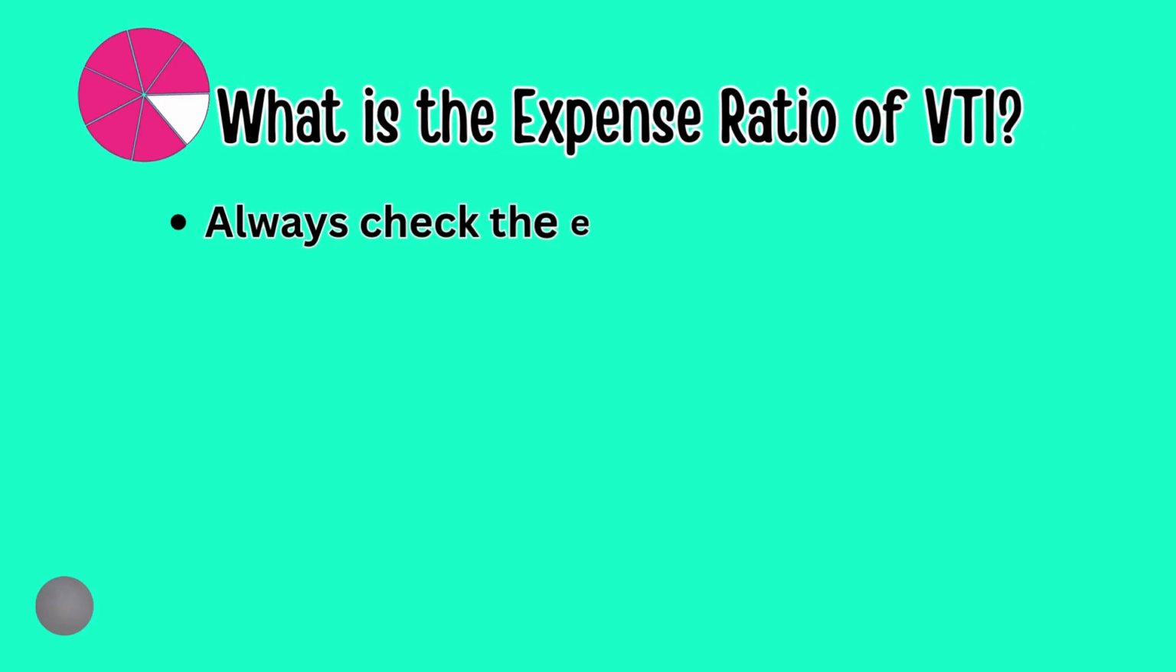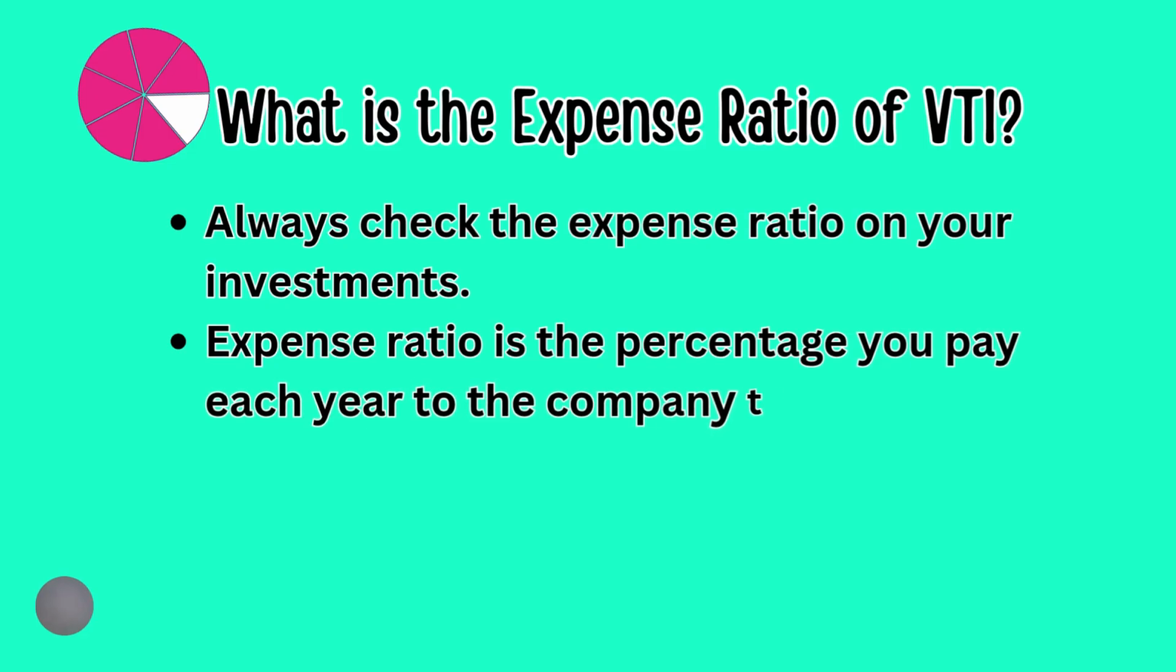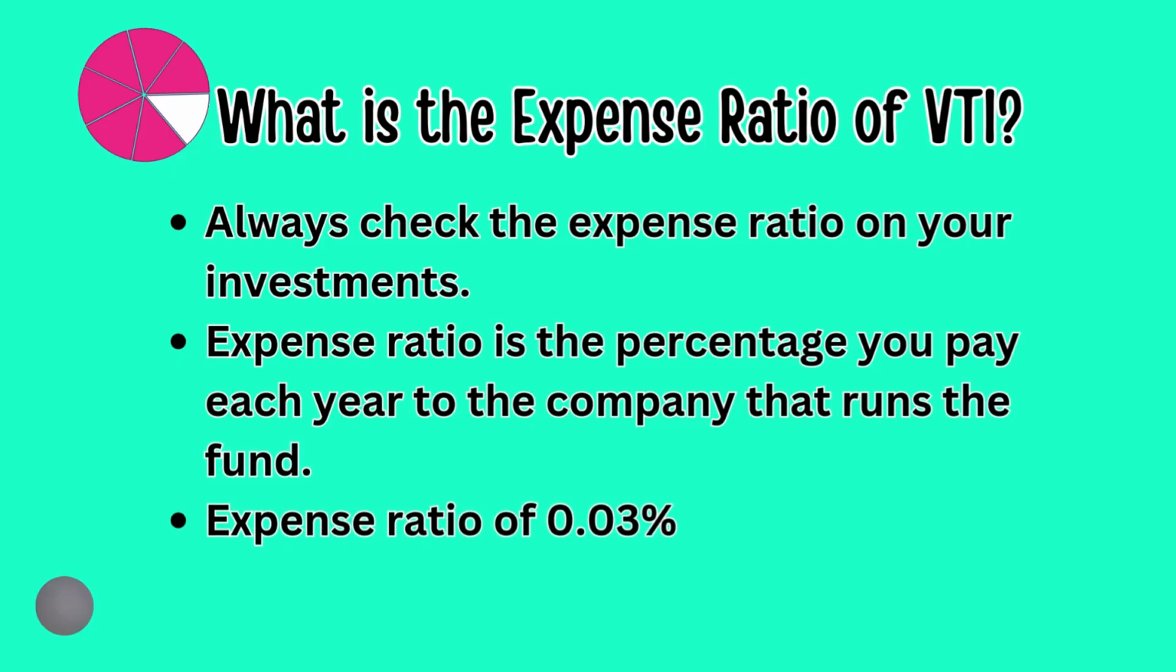So let's cover the expense ratio. What do we mean by expense ratio and what is the expense ratio of VTI? Expense ratio is the annual fee a fund charges and it is calculated as a percentage of an investment, okay? Remember, a lower expense ratio helps returns grow faster. So always check the expense ratio on your investment. VTI charges an expense ratio of 0.03% and this is very low. Think of it like paying 3 cents annually for every $100 you invest or $0.30 for every $1,000 you invest. So remember, it's the percentage you pay each year for Vanguard to run the fund.